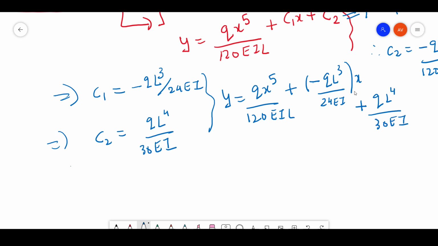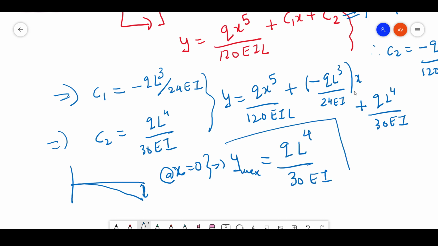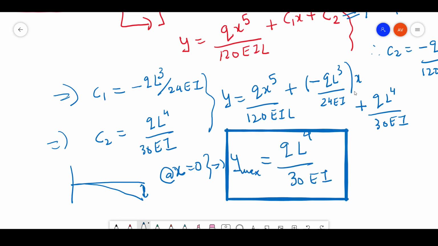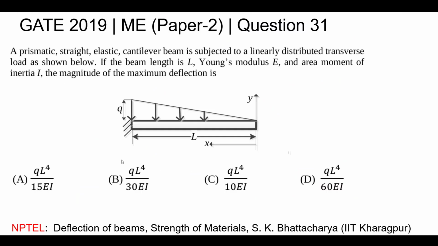Now, like I said, if you are having a cantilever beam, you will have maximum deflection at this point. So at x is equal to 0, you need to find what is y. So your y max is going to be, so now let's check the options. You can see that option B is the answer. So this was a double integration method that we used to solve this problem.